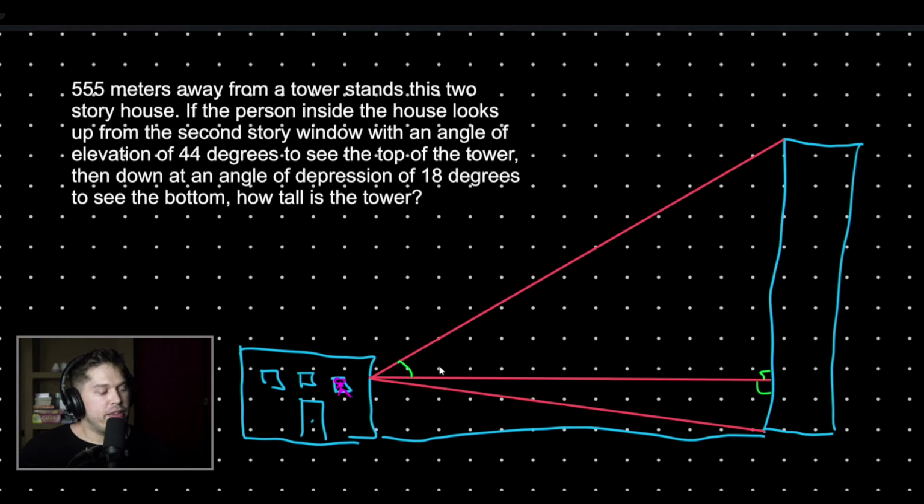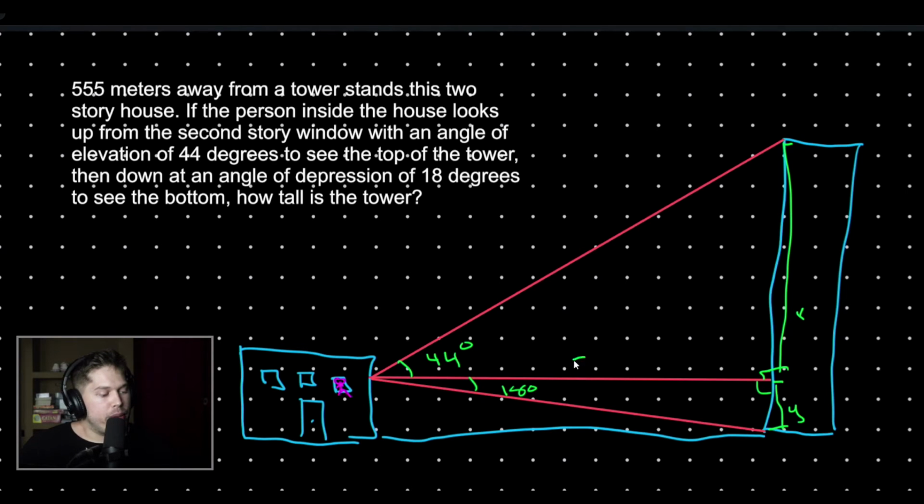So we're told again that the angle of elevation is 44 degrees and the angle of depression is 18 degrees. So this is another two-step problem. First we're going to find this portion of the height of our tower, and second we'll find the bottom portion of the height of our tower, and then we will add the two sums together to find the total height of the tower.